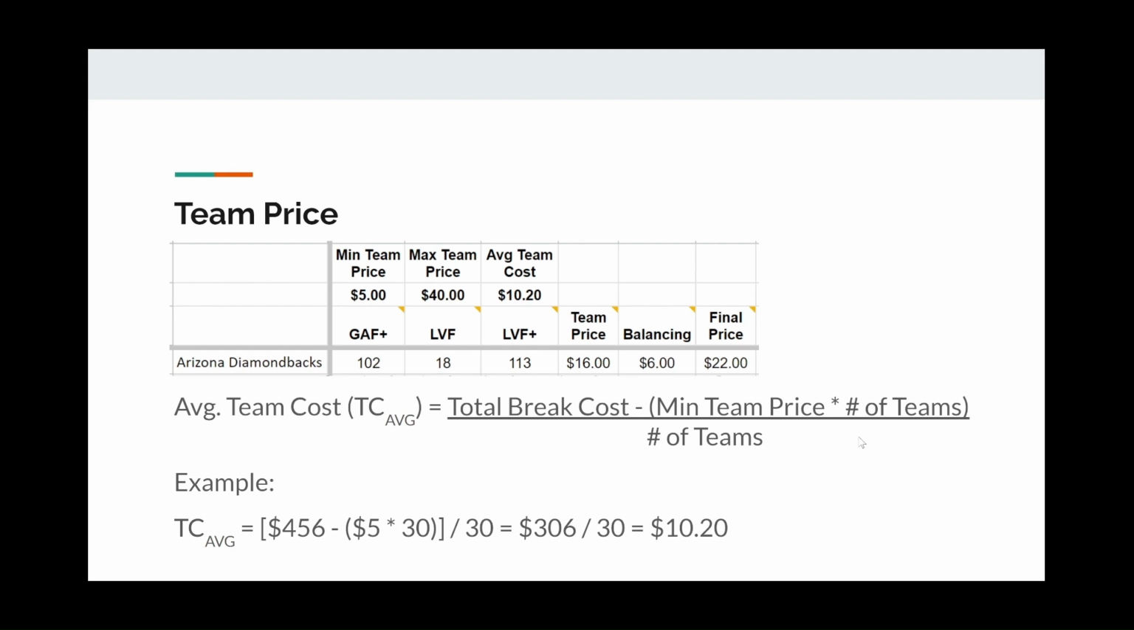So I like to set a minimum team price so that no teams cost like $1. Usually I set it at $5. In this case, it would be the total break cost minus 5 times the number of teams in the break, and everything is then divided by the number of teams in the break. So it's 456 minus 150, divided by 30, which ends up making the average team cost 10.2.